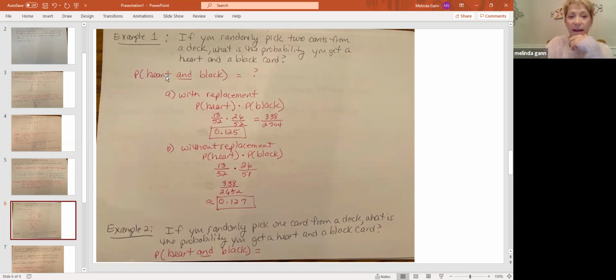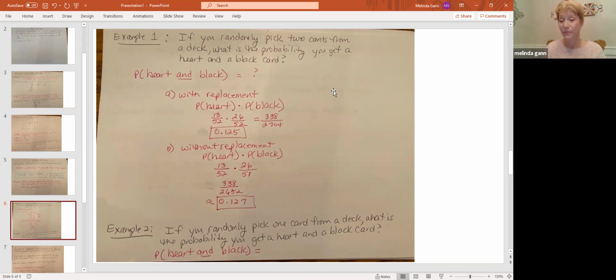So do you understand? You're going to get a heart when you pick the first card and then you're going to get a black when you pick the second card. Now, there's something I haven't told you in this problem that you need to know. Because if you don't know it, you're not quite sure what to do. And that is, are you putting the card back or not? Like when you pick the first card, are you putting it back before you pick the second card? Because that's going to change the answer.